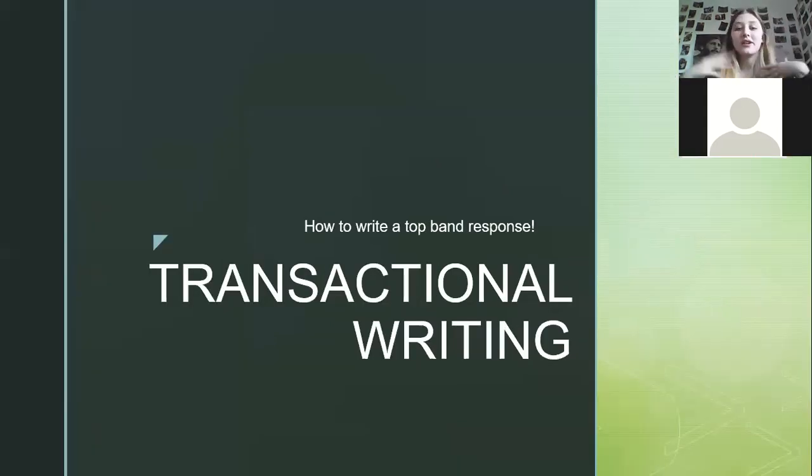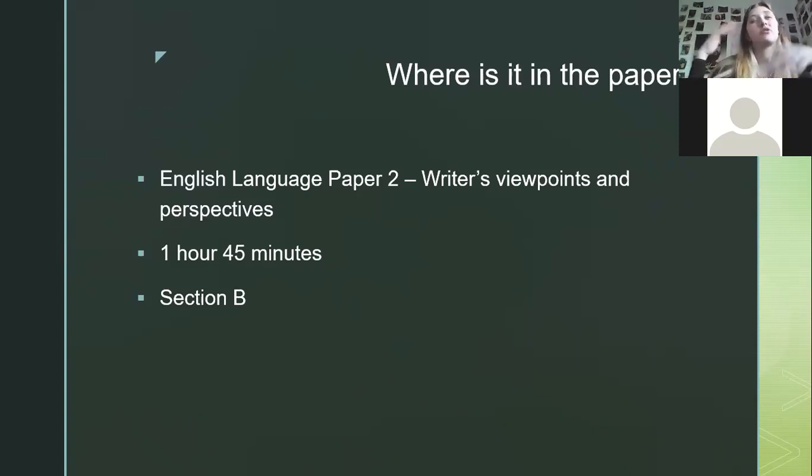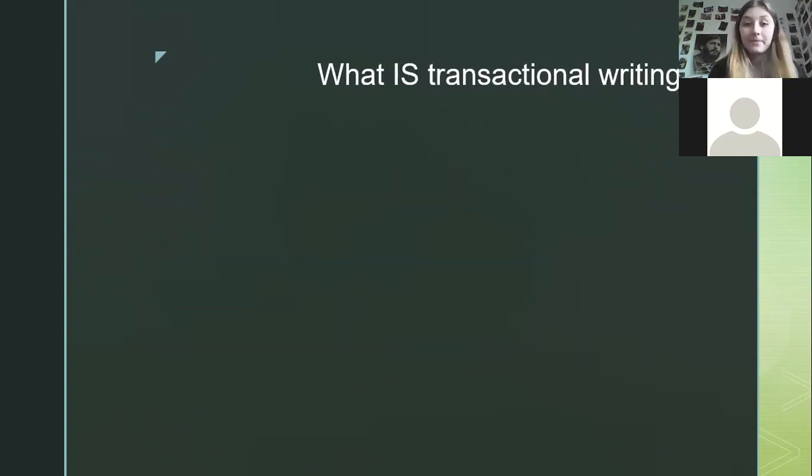Here we go. So transactional writing and how to make a top band response. The first thing I like to go through is where you're going to find this regarding your exams. It's in the second paper of your English language topic, so English language paper 2, which is about writers' viewpoints and perspectives. It's an hour and 45 minutes long, the same as the first one, and it's in section B. It's the same place as creative writing, but in that paper. It's not creative writing, but that's where it would be. And also similar to creative writing, it tests your AO5 and AO6 abilities, which we will go through later.